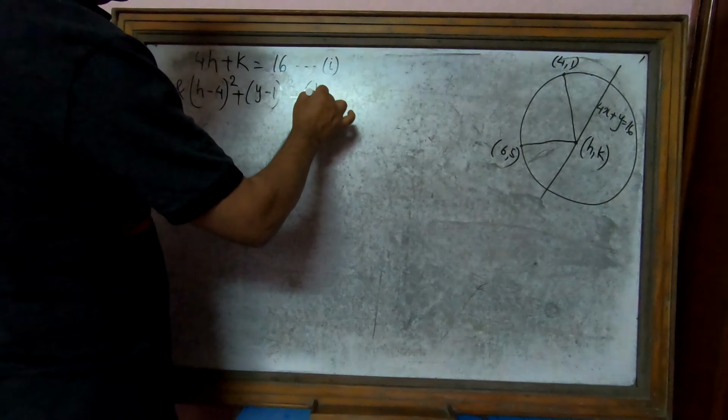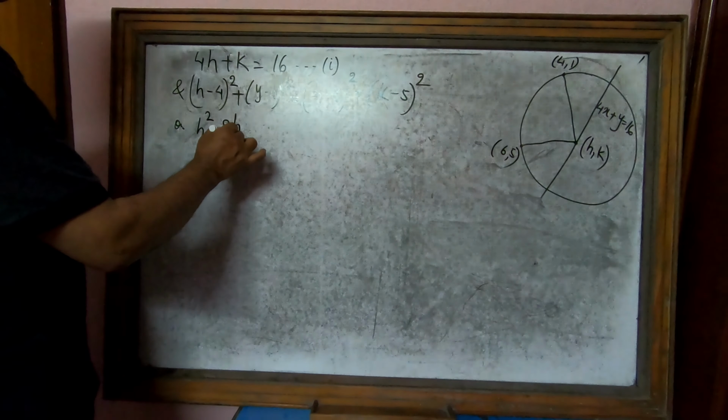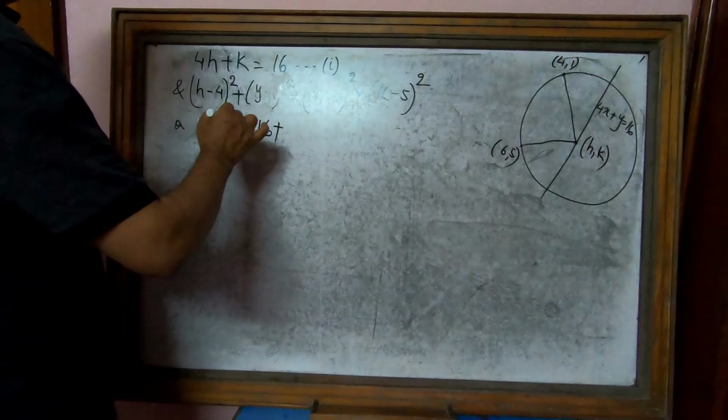whole square plus k minus 5 whole square, or this gives you h square minus 8h plus 16 plus, instead of y I have to write k here. I wrote y, it is k. So this is k square minus 2k plus 1 equals h square minus 12h plus 36 plus k square minus 10k plus 25.